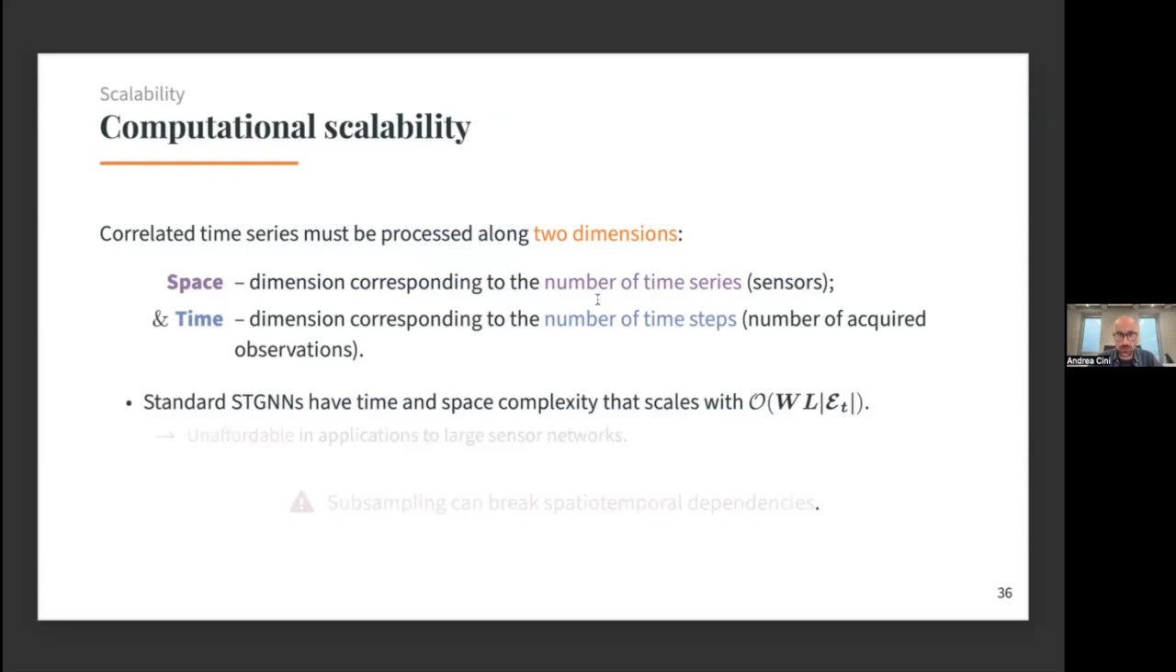Standard spatiotemporal graph neural network architectures have a time and space complexity that usually scales with the length of the sequence times the number of layers in the architecture times the number of edges in the graph. And you can imagine that this can quickly become unaffordable if you want to apply this framework to forecasting problems in large sensor networks. And clearly, you cannot use naive subsampling strategies. Otherwise, you would break the spatiotemporal dependencies we are trying to model here.